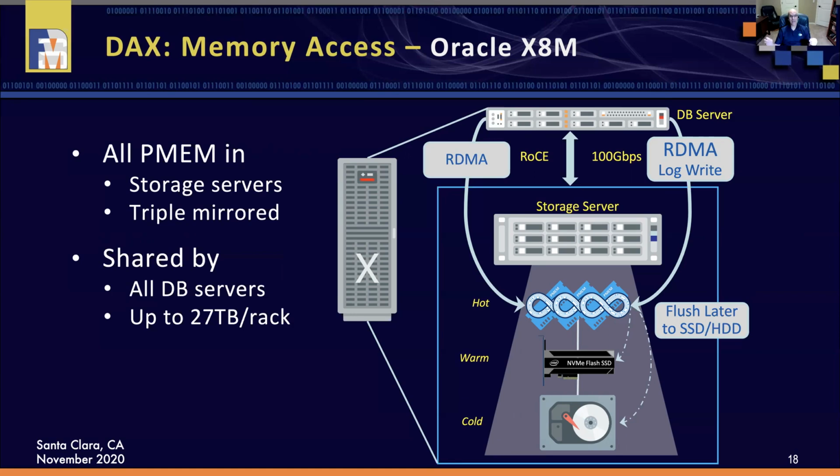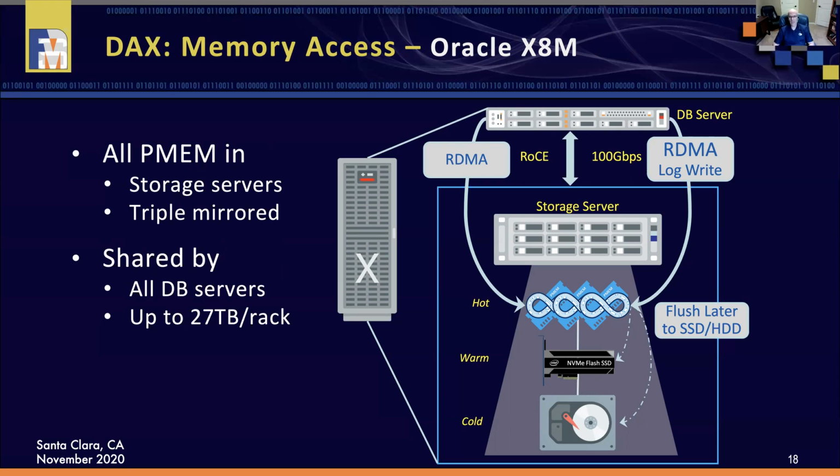And they're accessing that PMEM from all the database servers to all the storage servers via RoCE, RDMA over Converged Ethernet. And they're getting incredible performance. In fact, they're getting read performance less than 19 microseconds, which is pretty amazing. And what they do is they triple mirror it between the storage servers, so in case you lose a storage server, you still have access to all the data.